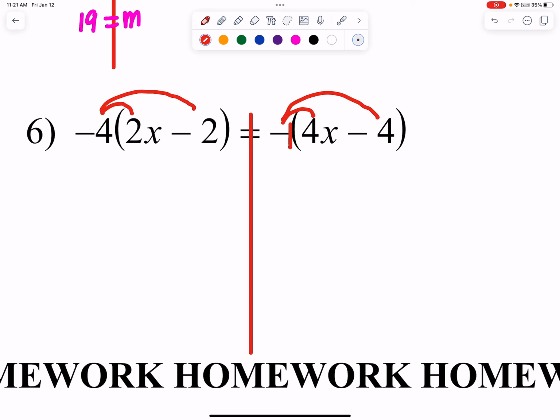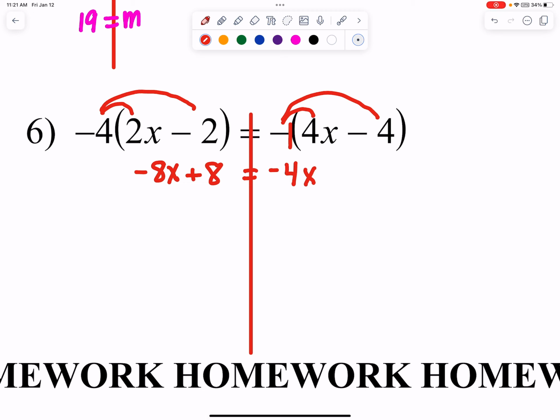So we have -4 times 2x is -8x. -4 times a -2 is +8, so that's +8. You could KFC in there if you want. I'm just looking at this number as a -2. Equals. And then -1 times 4x, we're just gonna turn these into opposites basically.